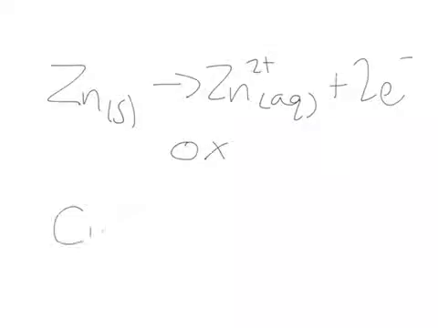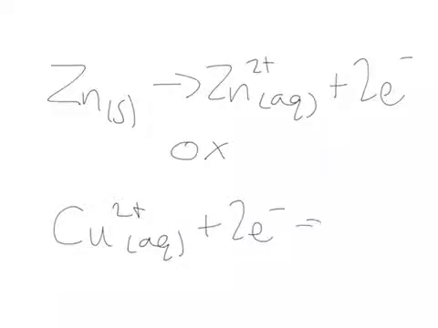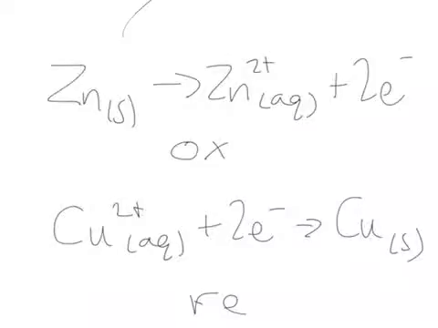For the copper, it's Cu2+ aqueous plus 2 electrons, forming copper solid. This one is showing reduction. What this means with regards to electrons is that zinc has a greater tendency than copper to lose electrons and form zinc ions, and this is because zinc metal is more reactive than copper.